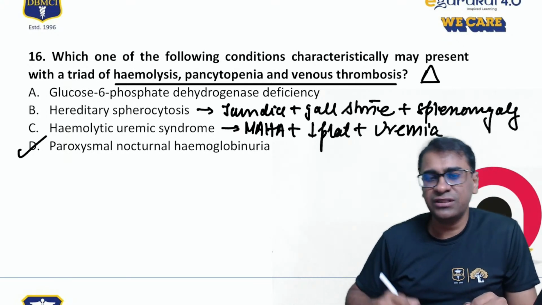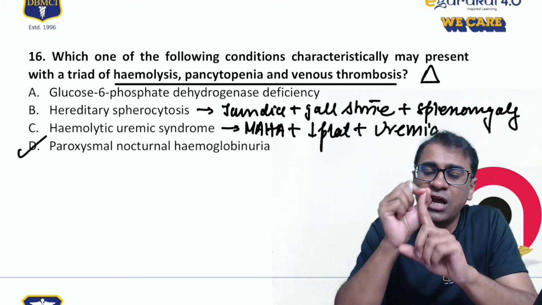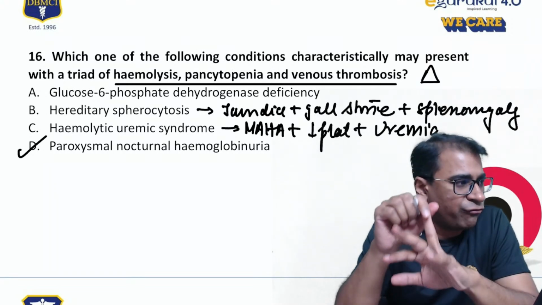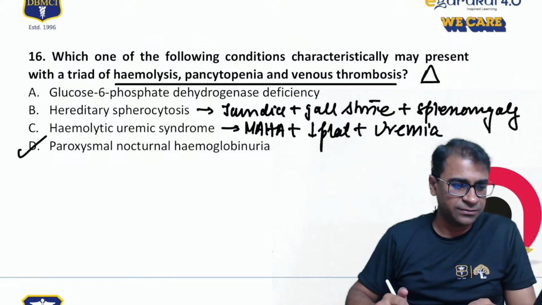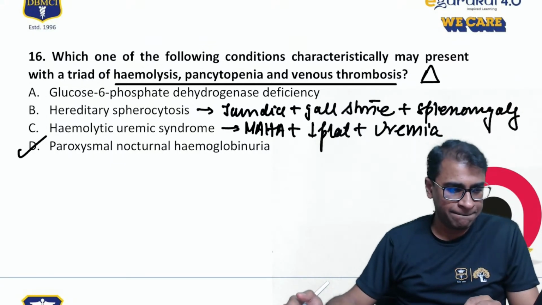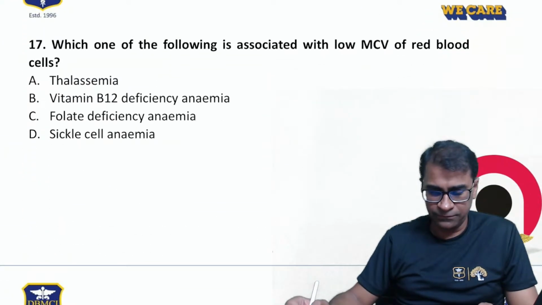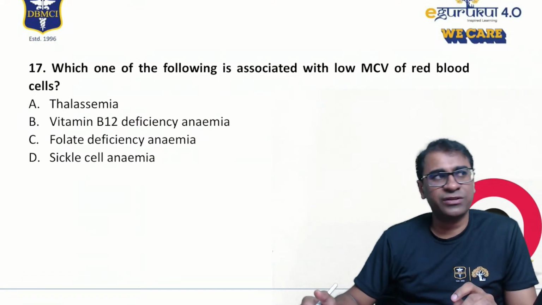G6PD deficiency. This is often seen with a typical history of either intake of oxidative drugs, or it is seen in infections, or it is seen with the ingestion of fava beans. These are the 3 conditions which can lead to G6PD deficiency. Tell me, the following is associated with low MCV.